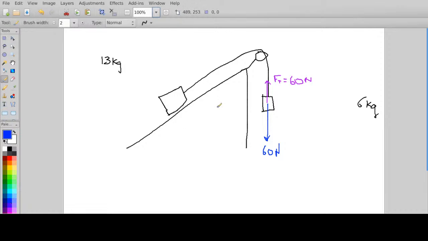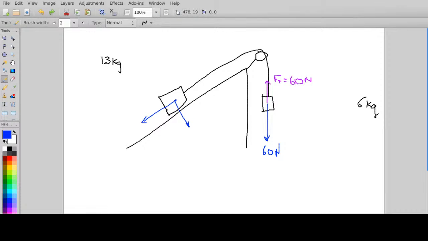Let's do the free body diagram for the 13 kilogram and start off with gravity. So we're going to have a component this way, and a component that way. Just to explain, I know gravity is straight down, but we're going to take out that force straight down, and break it into its component pieces because we need to add the forces.